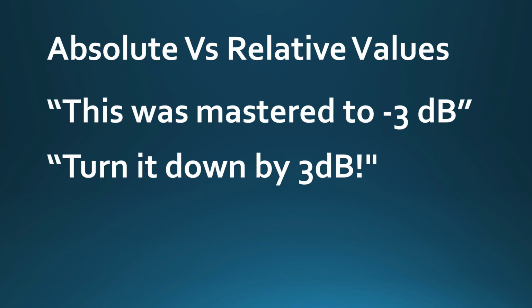So I've got two examples here. The first example is this was mastered to -3 dB. So that's trying to be an absolute value. When I say an absolute value, it's trying to represent the volume of that signal. It's trying to represent the loudness of that signal. It's trying to tell you how loud it is.